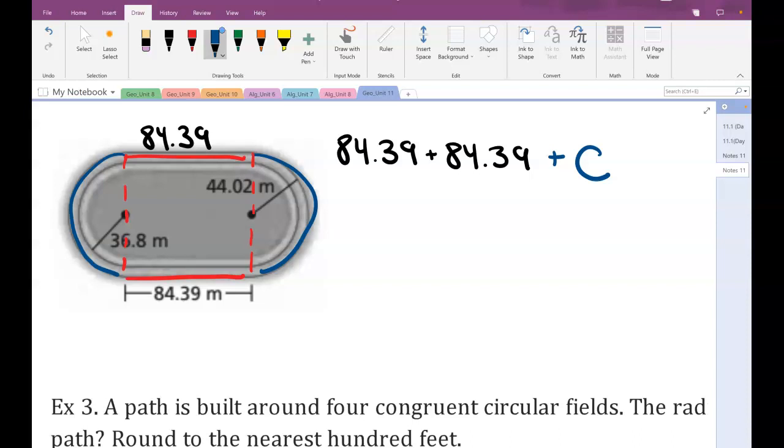So we combine our 84.39 and add 84.39. That's 168.78. And then adding on our circumference, we know our radius. This is our r here, so we're going to use 2 pi r. So this is 2 times pi times our radius, which was 36.8 meters.